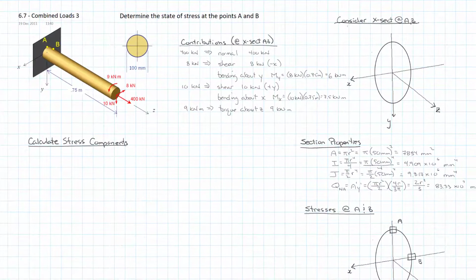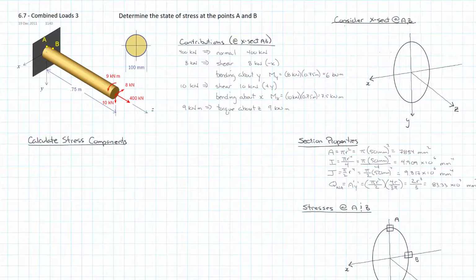So that's why I've drawn this diagram here to the left. And so I'm just going to work top to bottom, and I'm going to draw them in. So we have our 400 kilonewtons going along the z-axis, right? That's our normal force. That's 400 kilonewtons. And then our 8 kilonewtons we said was in the negative x direction, so we should have an 8 kilonewtons there.